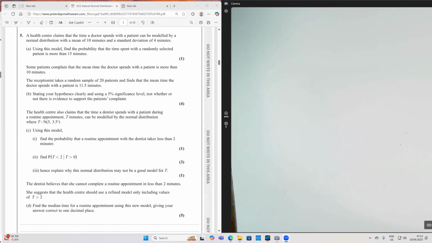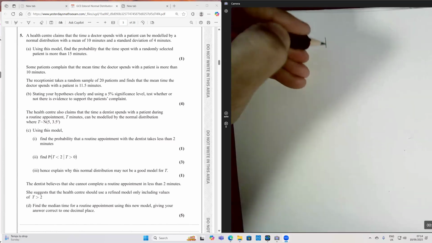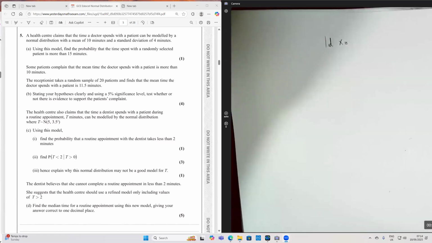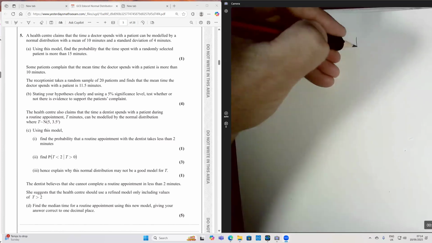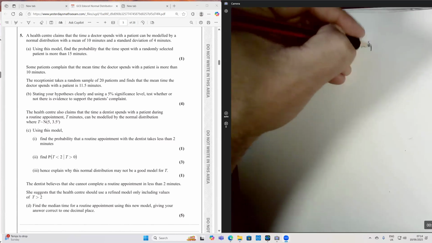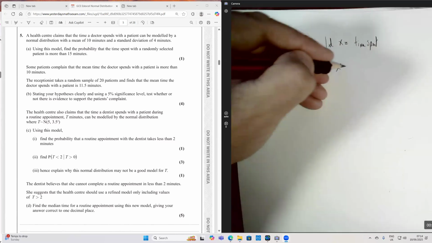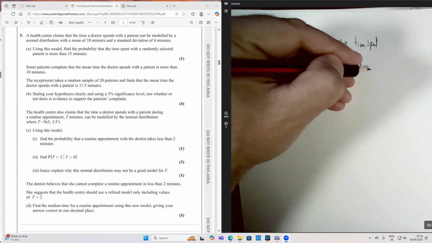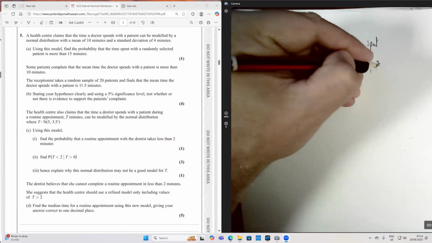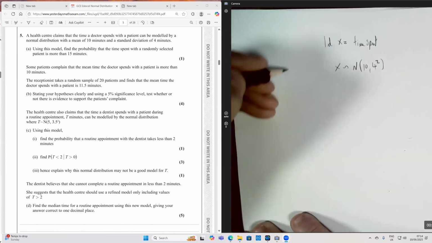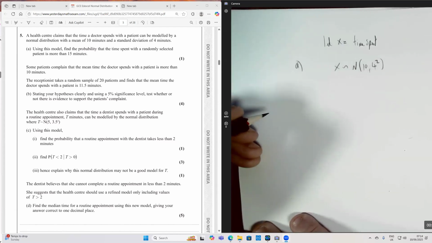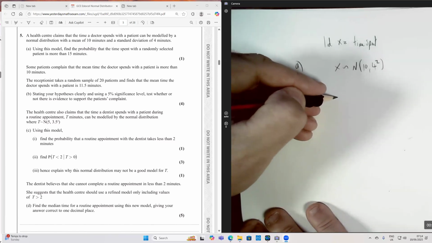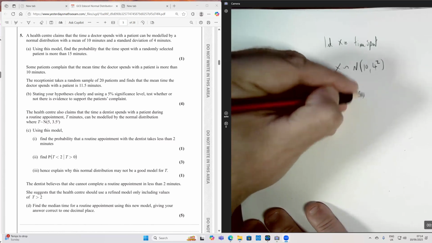Okay, so first of all, we've got to define our test statistic. Let x equal the time spent with a patient, and x is going to be normally distributed with a mean of 10 minutes and a standard deviation of 4 minutes. So that's our distribution. For part A, we've got to find the probability that a randomly selected patient is more than 15 minutes. So that is the probability of x is greater than 15.